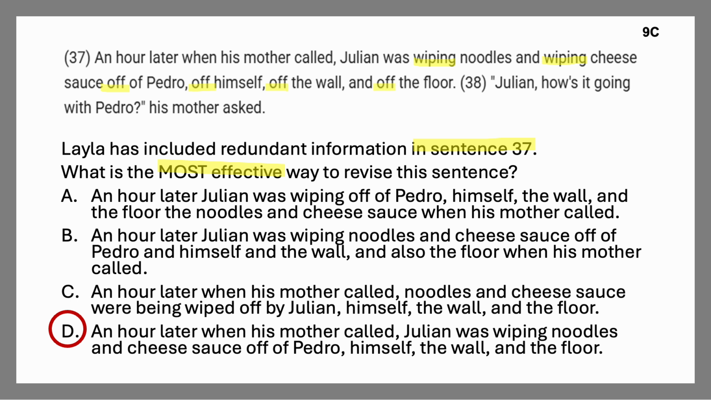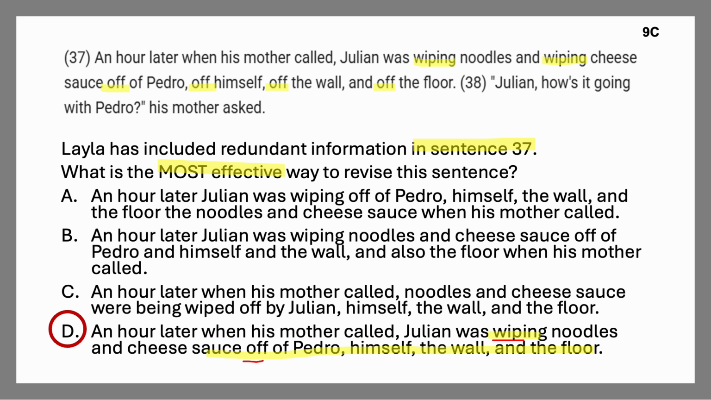And so I'm like, okay, it's very likely that I'm going to have to consolidate these terms or put them together. So Julian was wiping noodles and cheese. Why would I put that verb multiple times when I can just say it like that? Or he was wiping noodles and cheese off of Pedro, himself, and the floor. There are certain things that aren't necessarily needed. And I bet that's what our answer looks like. And it is. We're only stuck with one "wiping," and one "off" for the sauce off Pedro, the wall. We left "off" for just one time, and this verb just once.